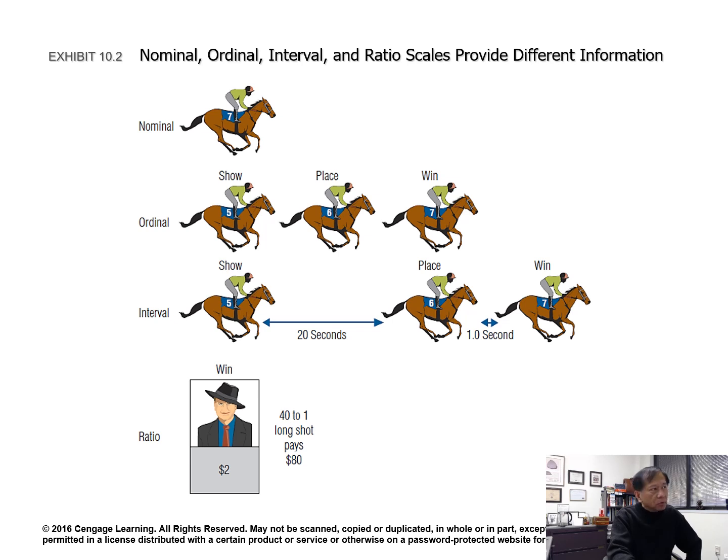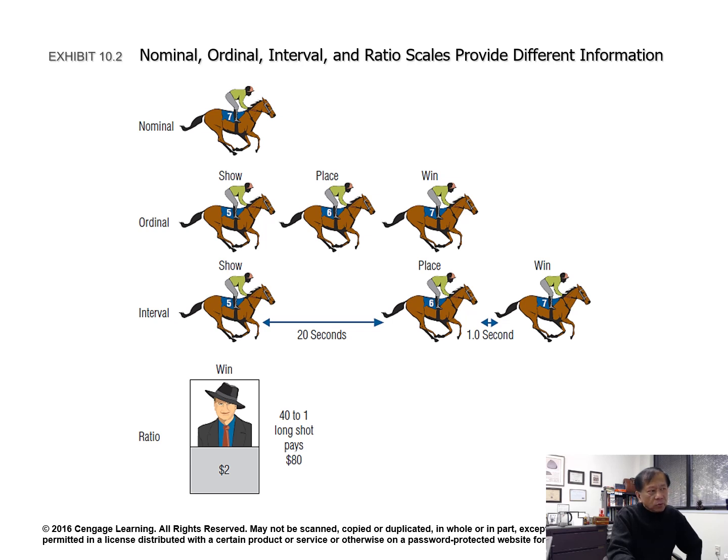It's just a nominal scale, nominal measurement for identification. Right? In ordinal scales, you have win, place, and show. Okay? That shows the rank order, who is the first, second, third place. And interval scales not only show the rank order, but also show how far apart each one is.